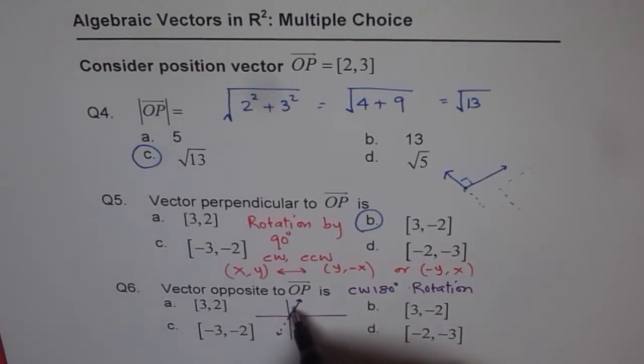So when you do clockwise rotation, what happens? The points become both negative, right? So if it is 2, 3, it will remain 2, 3, but with negative signs, right? So it is -2, -3, and we get option D as the right answer.